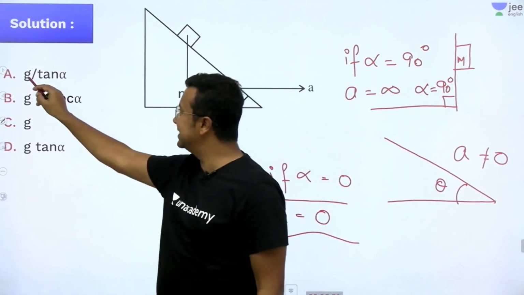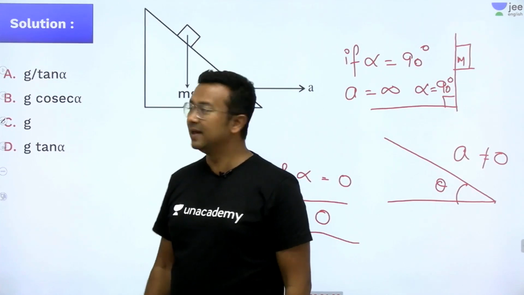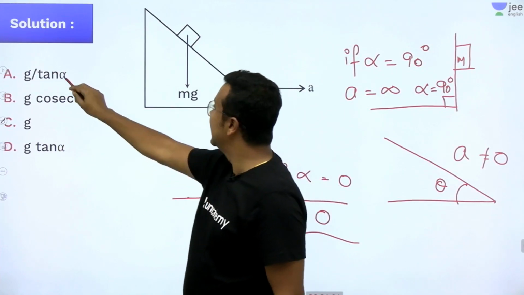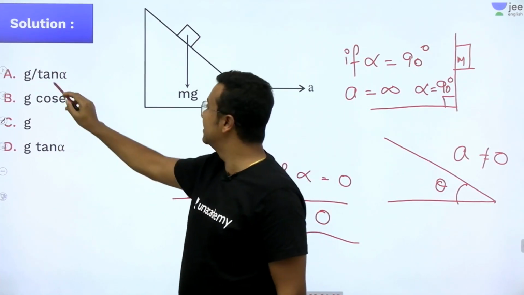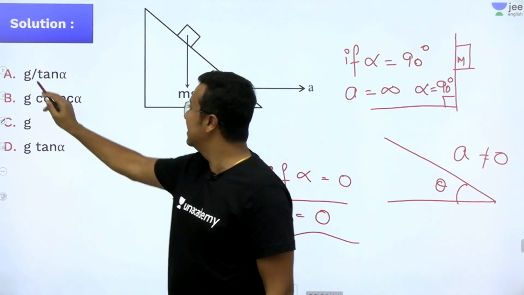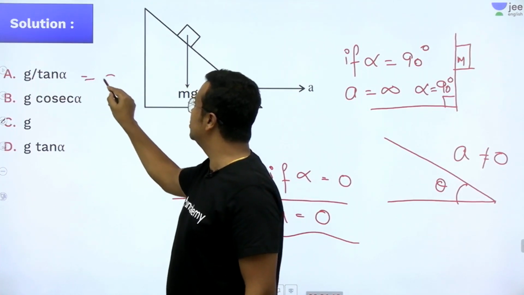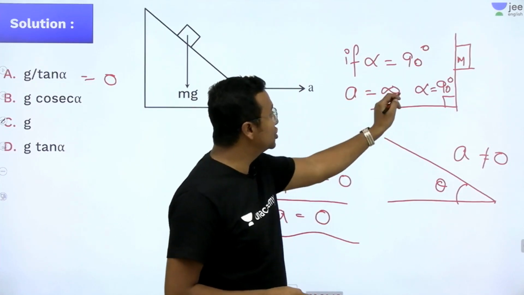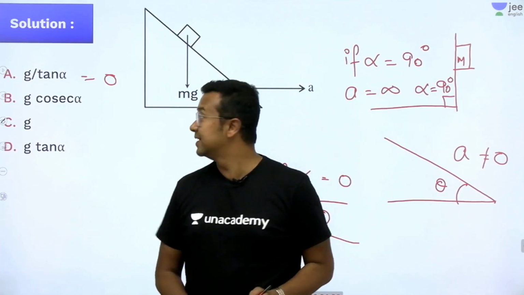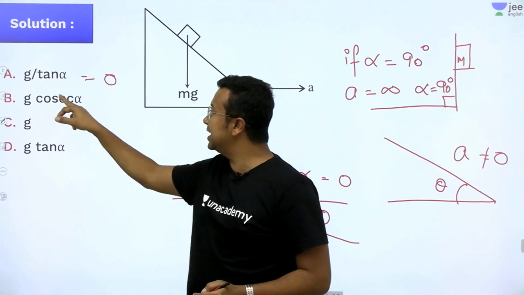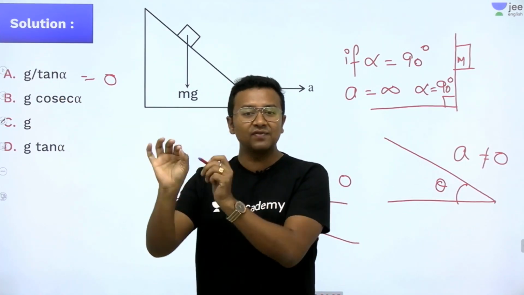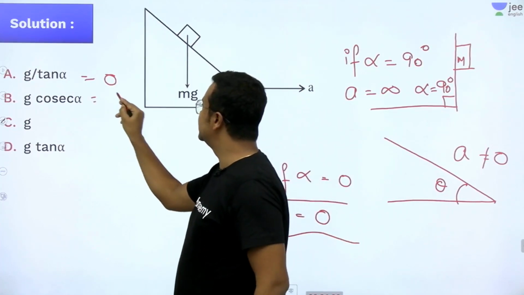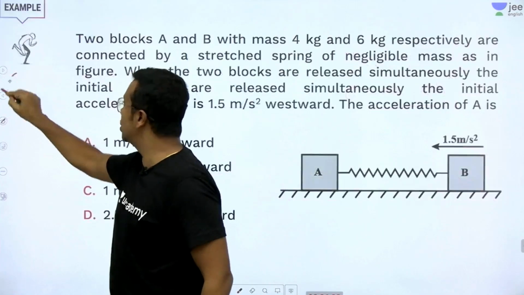In the first option, it is written g divided by tan alpha. Now what are these? These are the values of A, acceleration. Alpha is 90 degrees, so tan of 90 will be infinity. Anything divided by infinity will be equal to 0. But acceleration should have been what? For 90 degrees, acceleration should have been infinity, isn't it? Similarly, if you go here, g cosec alpha. Cosec of 90 degrees is equal to 1, so this will become equal to g. So this is also not the right answer.